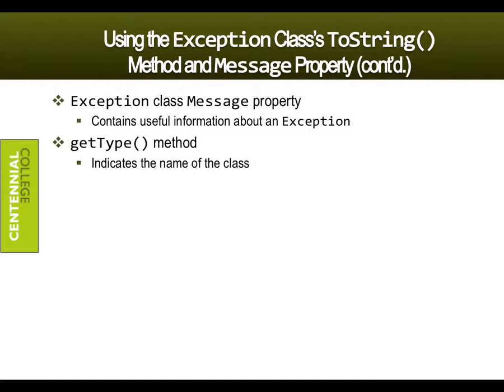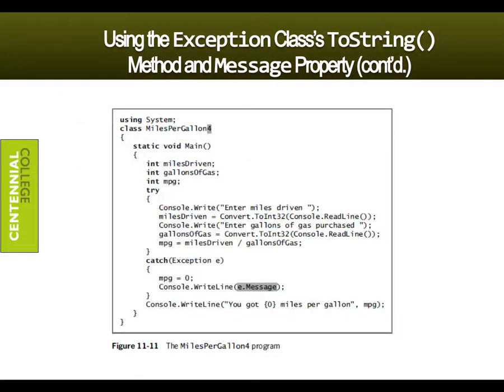So really what we want to use is the getType method of the error to understand what kind of error we're getting. All right? And it's part of this message property of the exception class. Let's take a look at some examples.